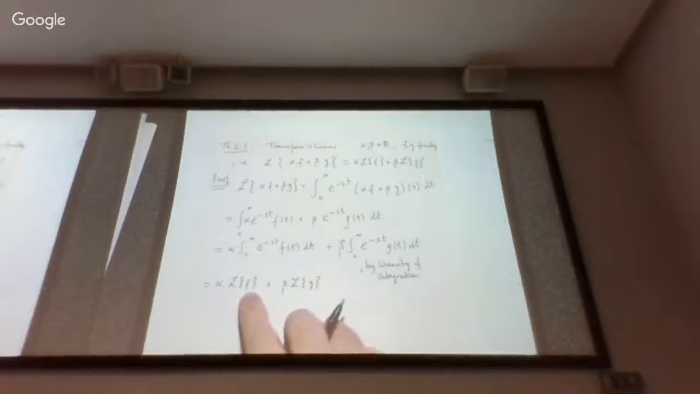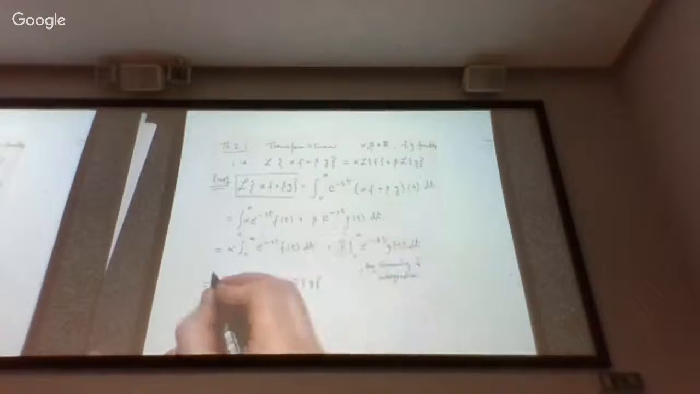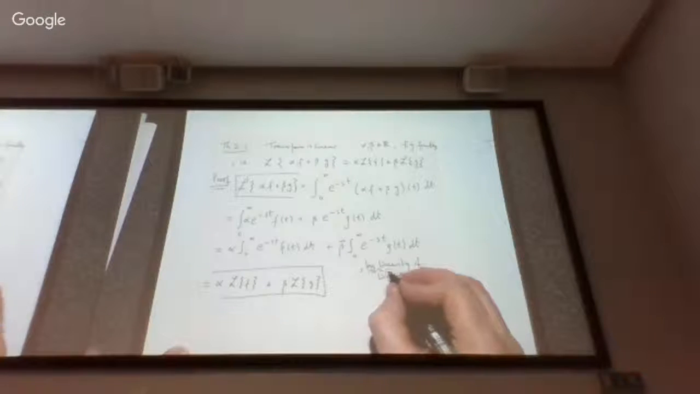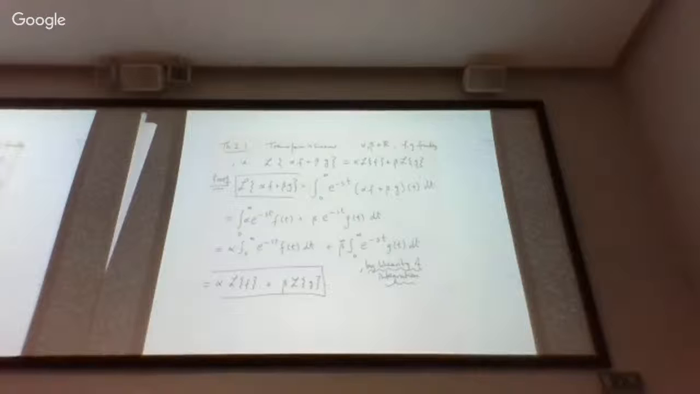Sometimes we write f of t in there or g of t, but that's just indicating that the argument of f, the variable of f, is called t. But you can omit it if it's understood. So from beginning to end there, you have the linearity property. And the important justification, the reason that the transform is linear, is because integration is linear. Any questions about that, or clarifications I could provide?